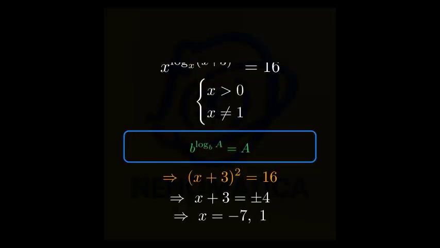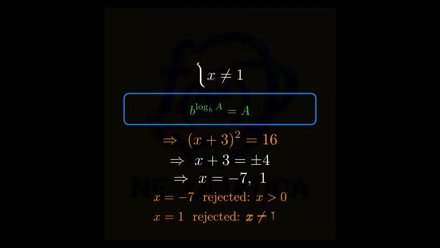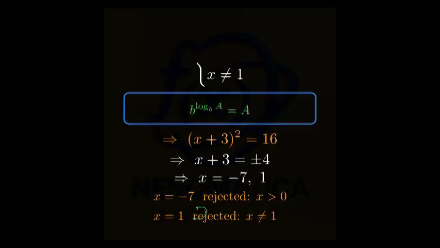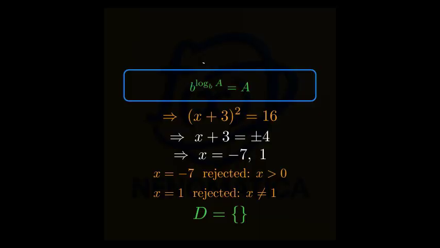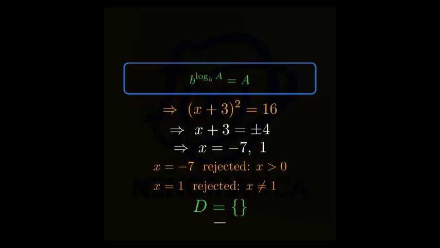Step 4. Check the domain. -7 violates x greater than 0, and x equals 1 violates base not equal to 1. Therefore, the solution set is empty. Now, the second equation.